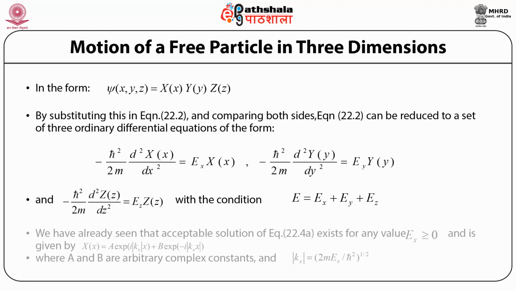We have already seen that an acceptable solution of equation 22.4a exists for the value of Ex greater than or equal to 0 and is given by X equals A exponential i modulus of kx into x plus B exponential minus i modulus of kx into x, where A and B are arbitrary complex constants and modulus of kx equals (2m Ex by h bar square) to the power 1 by 2.